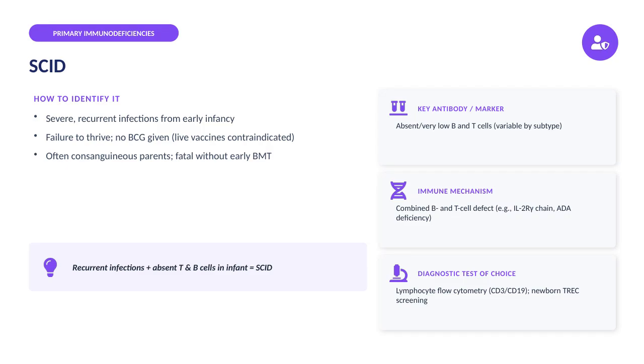Severe combined immunodeficiency, or SCID, typically presents in early infancy with severe recurrent infections and failure to thrive. Newborns with SCID usually cannot receive live vaccines like BCG because their immune systems can't handle them. It's often seen in children born to consanguineous parents due to inherited genetic defects. Without early bone marrow transplant, SCID is usually fatal.